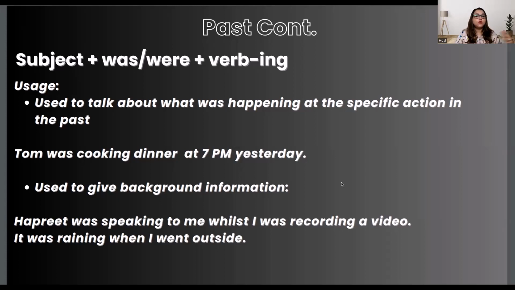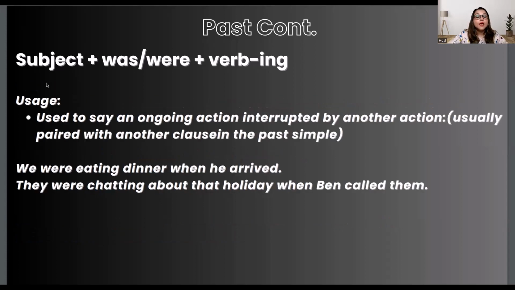It is also used to give background information. Harpreet was speaking to me whilst I was recording a video. It was raining when I went outside. So something was happening. For example, I saw a snake when I was on the way to the market. So again, subject, was, verb plus ing.